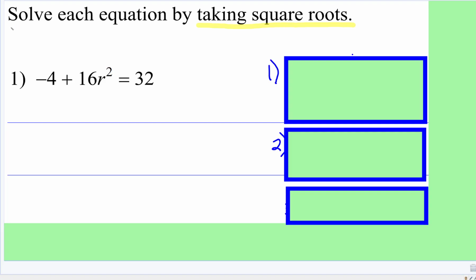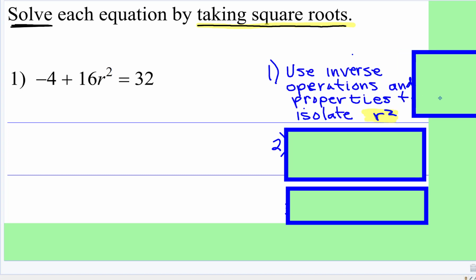Okay, when you begin to solve quadratics, there are some simpler methods first. One of the simpler methods is taking the square root. So here are some things to look for. Use inverse operations and properties to isolate, get r squared by itself.